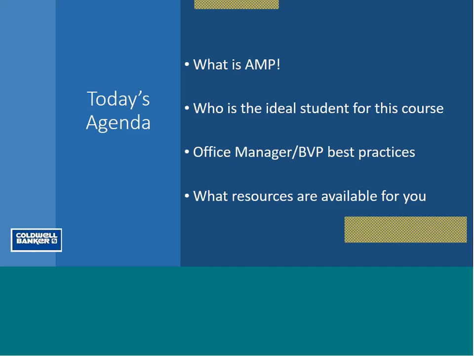So what we're going to cover today is what AMP is. We're going to cover the structure of AMP and the content in AMP and give you a definition of the program itself. We're going to jump into who the ideal student is for this course. And we're also going to cover some best practices that you as the office manager or BVP can use to help your agent get the most out of this course. And then finally, we're going to discuss the resources that are available for you so that you can promote this program in your offices.